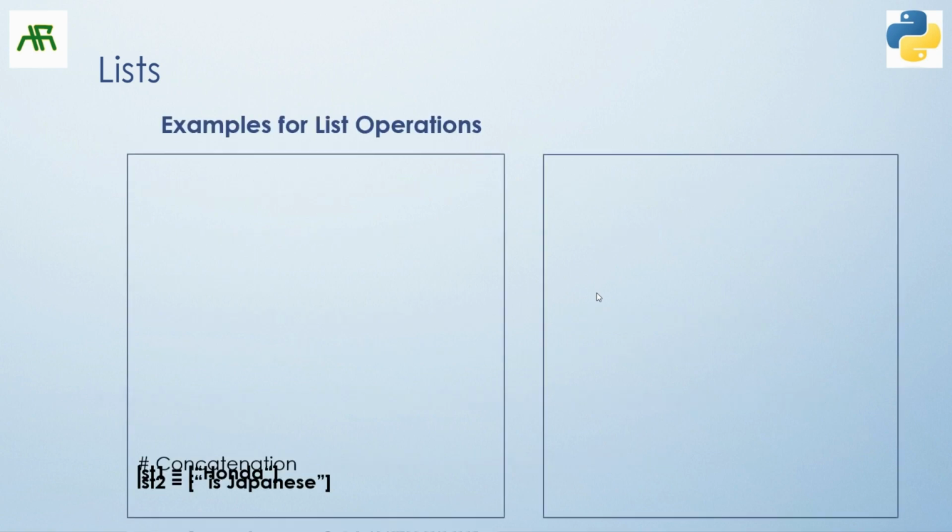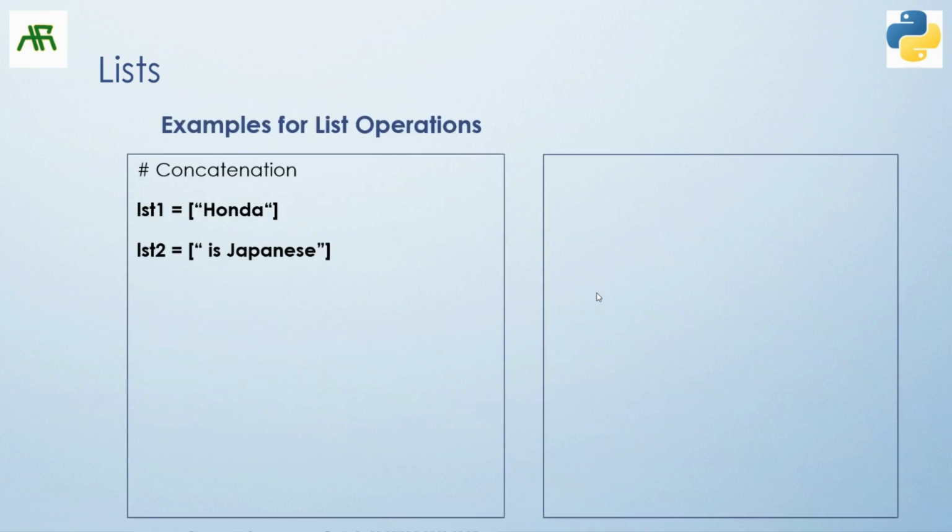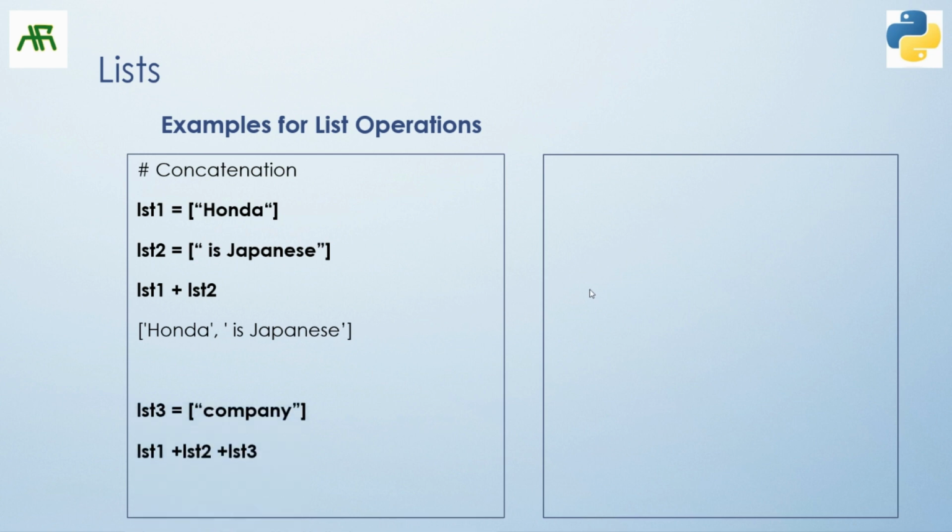Some examples for list operations. Concatenation. I have 2 lists, one with a particular string, another with another string. And if I add those 2 lists with the simple plus operator, this is what I'm going to get. If I'm going to add one more, same. You can keep adding to that.